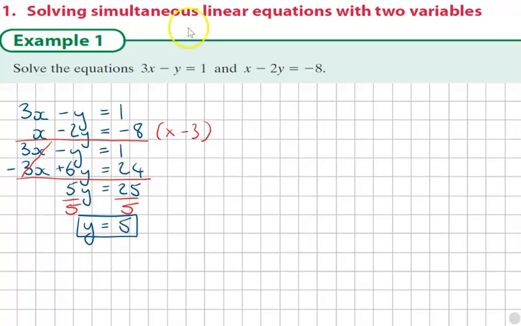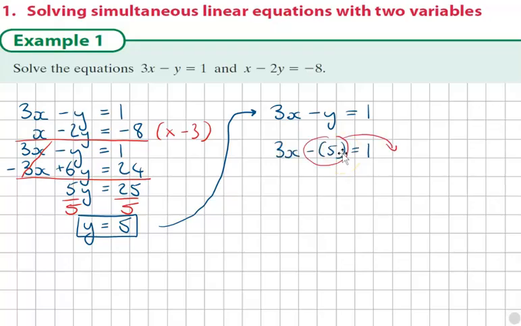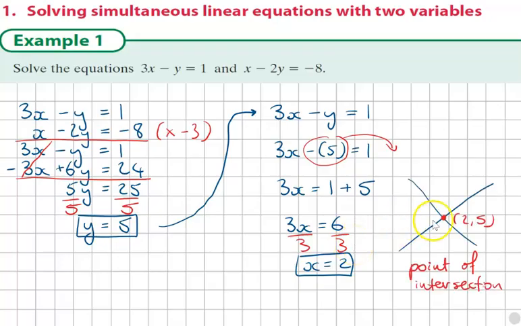Then I pick one of the original equations, it doesn't matter which one. I replace the y with a set of brackets and put 5 into the brackets. And solving for x, I get 3x is equal to 6, so x is equal to 2. So the point of intersection of these two lines is 2, 5.